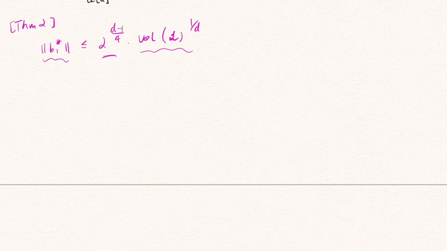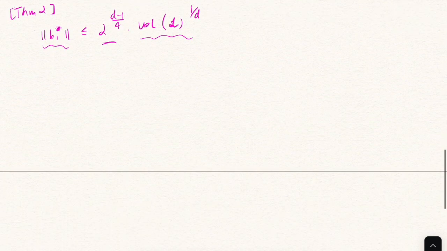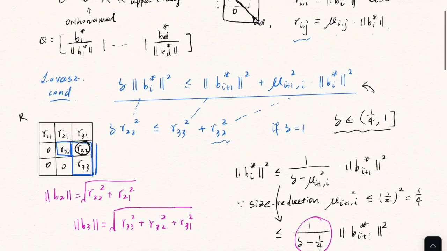Now with that, I think what we want to explore even further is this mysterious looking Lovász condition. Why is this the condition that they settle on? Because this looks slightly different from the dimension 2 case in the Lagrange reduction. So we want to understand why that's the case.